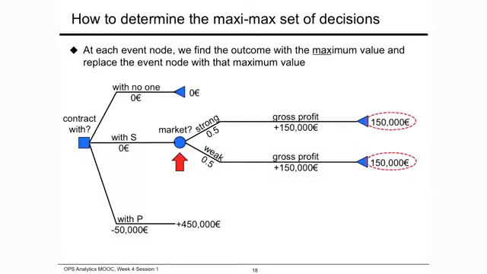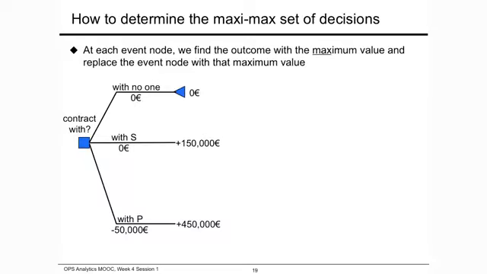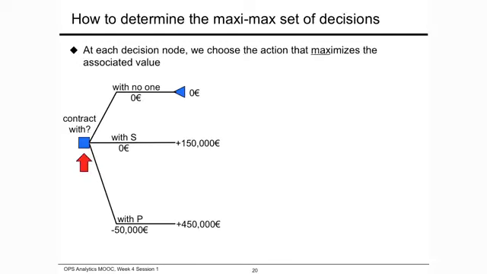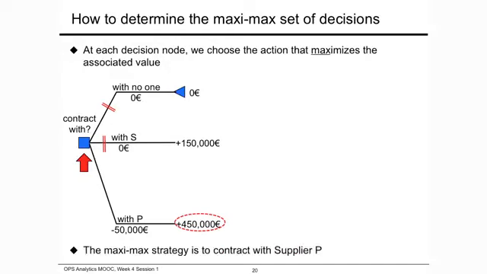Again, in either case, the outcome is 150,000 euros. So by contracting with supplier S, the maximum value is 150,000 euros. And finally, we'll move to the decision node, which is whom to contract with, and we'll choose the action that maximizes the associated value. In this case, you can see the maximum value is 450,000 euros for contracting with supplier P, and so we'll eliminate the other two choices, contracting with no one or contracting with supplier S. That is, the maxi-max strategy is to contract with supplier P.